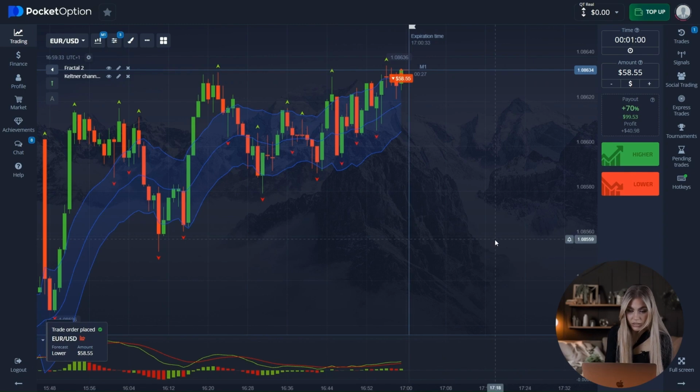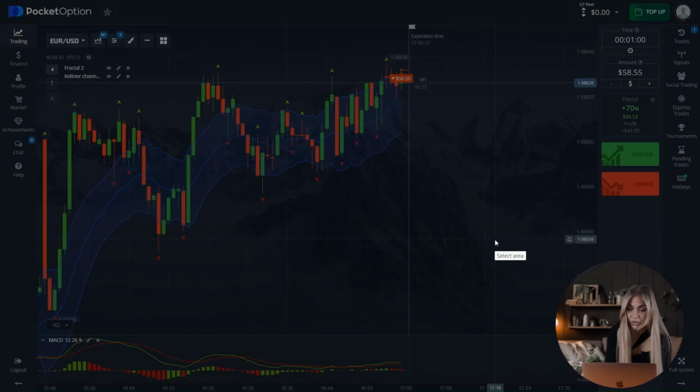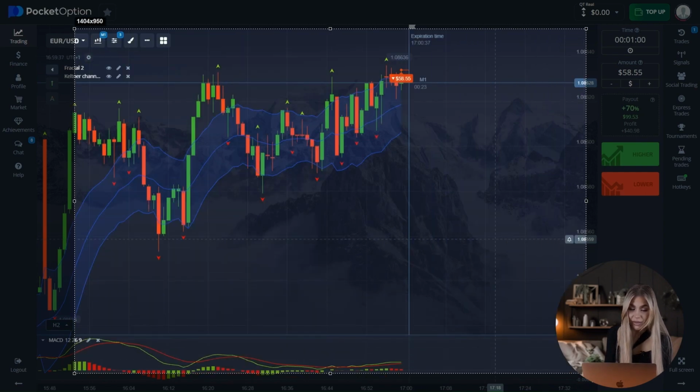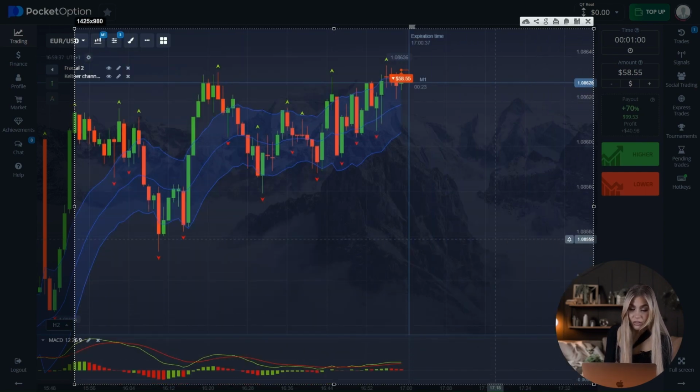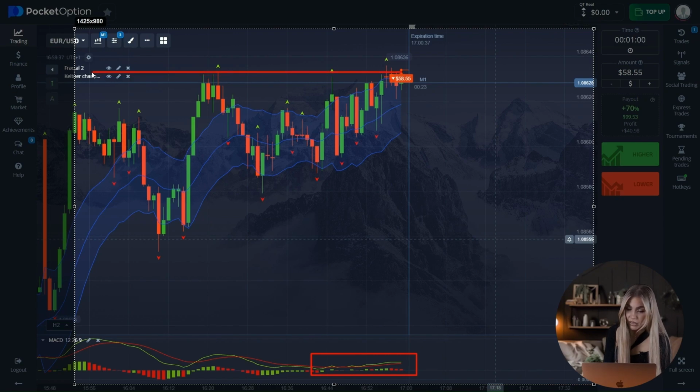And once again, it's almost a sideways market. In such situations, volatility should be your primary focus. MACD is there to help you. The histogram shows that market activity is extremely low. So we find the resistance line. It's right here. And open a trade as close to it as possible. I expect the price to drop to the Keltner channel's middle line.